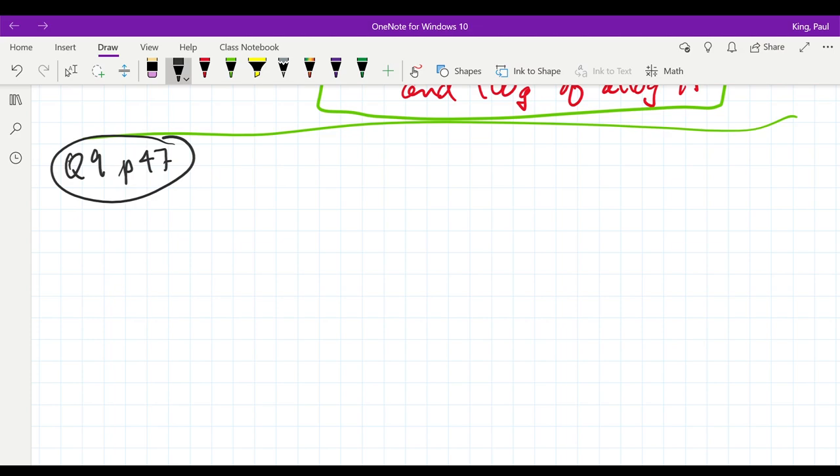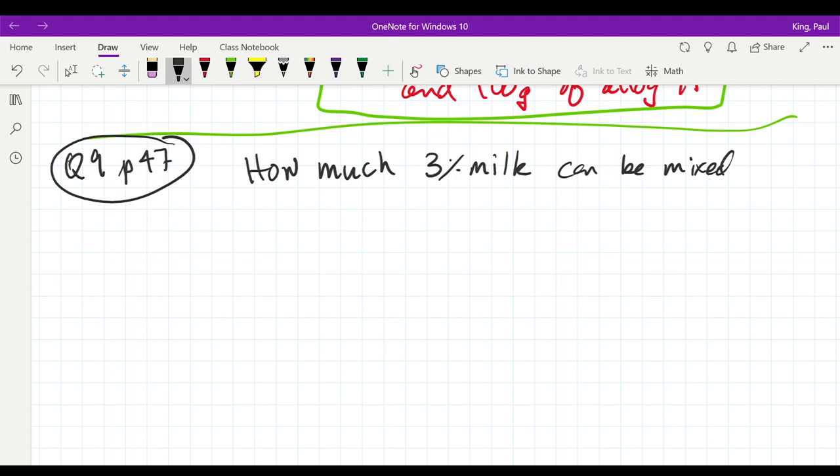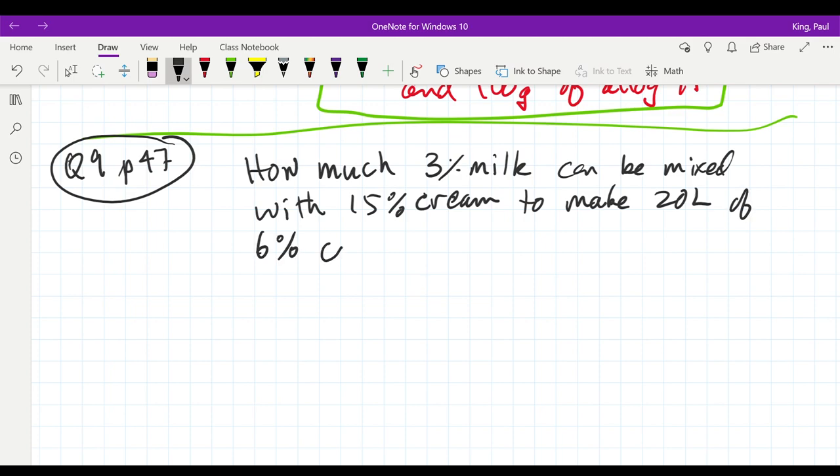So, how about we ask how much milk, we call that whole milk, how much 3% milk can be mixed with 15% table cream, which they're calling cream, to give 20 liters of 6% cream. 6% cream is close to what we call half and half. Half and half, I believe, is 10% cream.